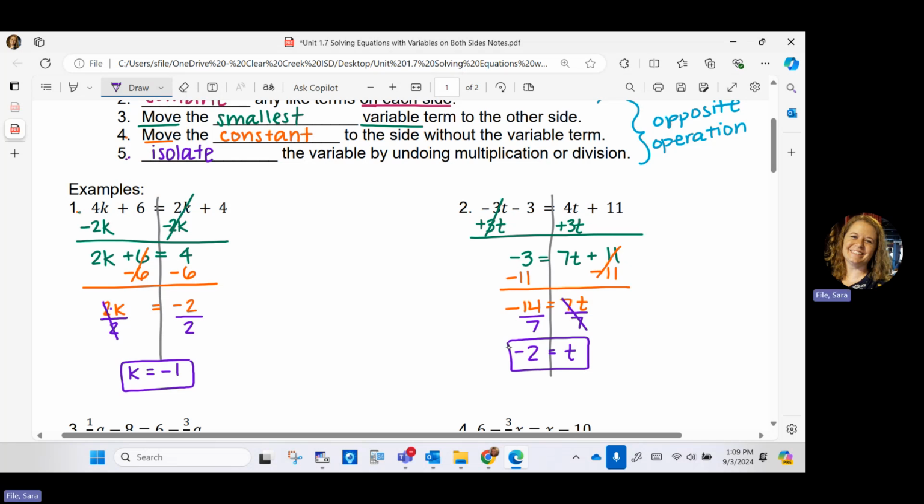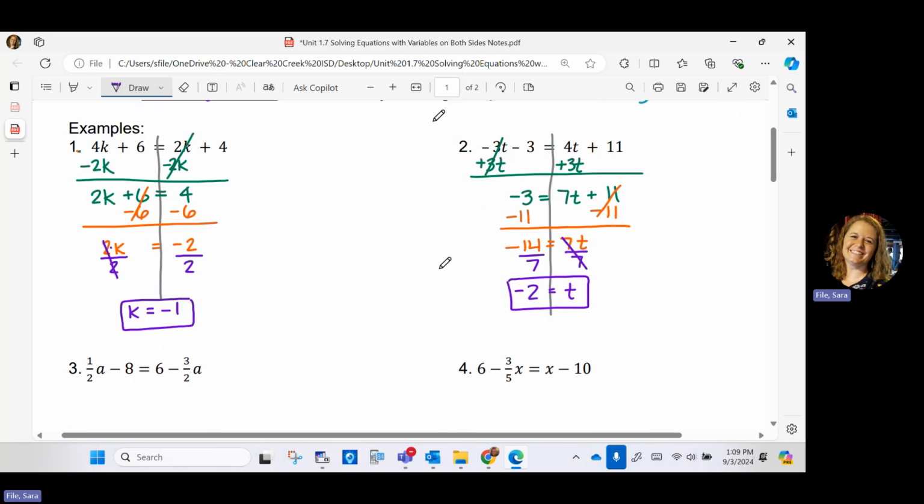Y'all feel okay with the basic ones? We didn't have to do step 1 or 2 on either of these because there was no parentheses and no like terms to combine on either side. We jumped straight into the moving. So those were a little bit more basic for having a variable on both sides. Now 3 and 4 are going to be a little tougher because what do they have? What type of numbers do you see in 3 and 4 that were not in 1 and 2?